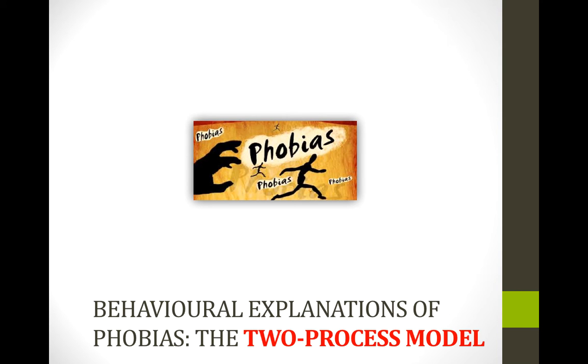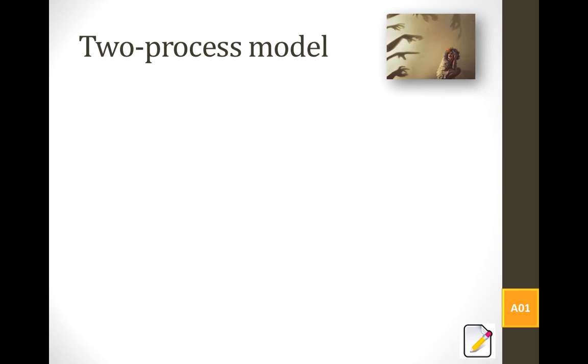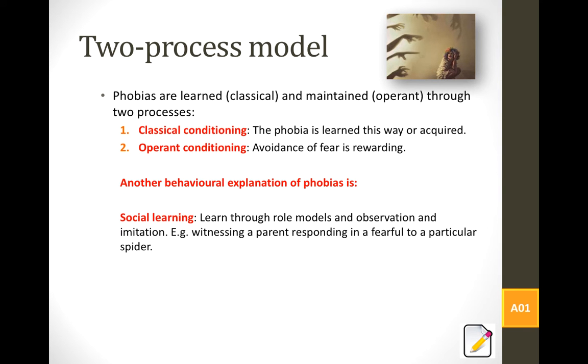Okay, now what you do need to know about is the two-process model. Now we've already explained about classical conditioning, and that is the first stage, and that's how a phobia actually begins. Now the second phase would be the operant conditioning part. So this is where avoidance of fear is rewarding, so therefore your phobia continues and is maintained in this way.